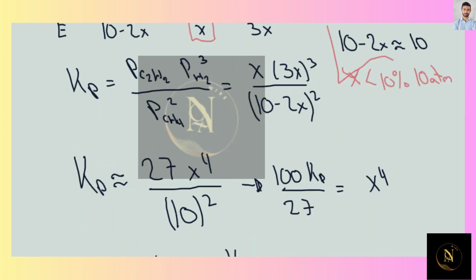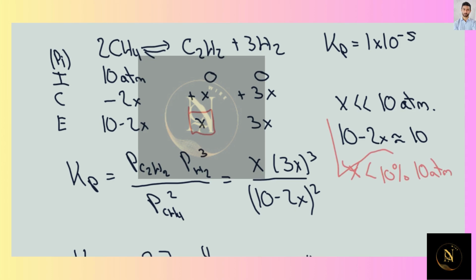Additionally, since you know the value for x, for example, you could find the values for the equilibrium pressure of CH4 and for hydrogen, because you have them in terms of the value of x.